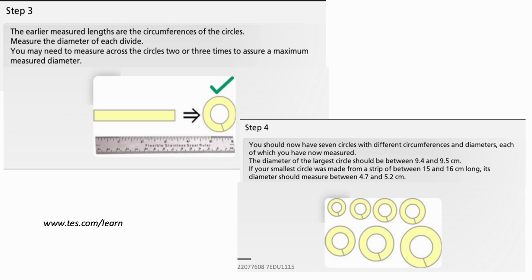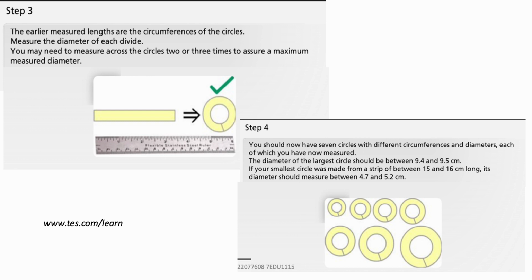Step 3. At this stage, students should realize the earlier measured lengths are the circumferences of the circles. Now use a ruler to measure the diameter of each formed circle. Make sure students hold the paper circle as round as possible and take 2 to 3 readings to ensure a maximized measured diameter. Step 4. Each group should have 7 different circles. The diameter for the largest circle should be between 9.4 cm and 9.5 cm. If the smallest circle is formed by a 15 to 16 cm long strip, the diameter should be between 4.7 and 5.2 cm.